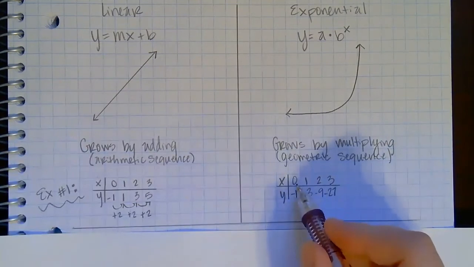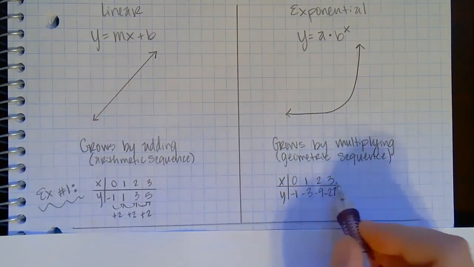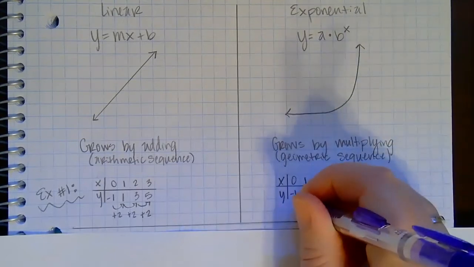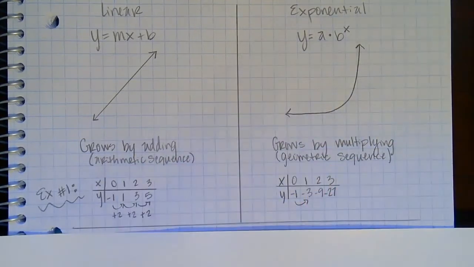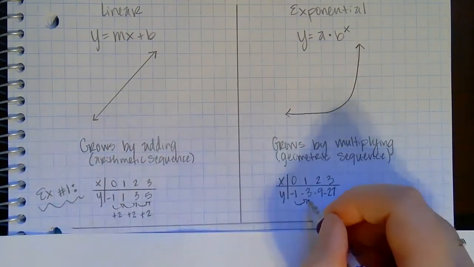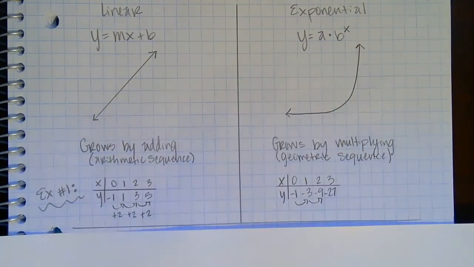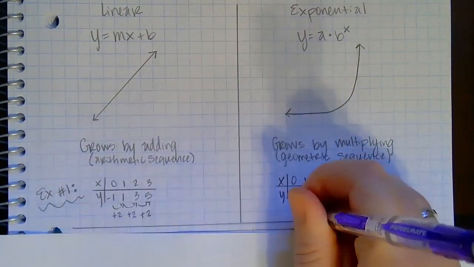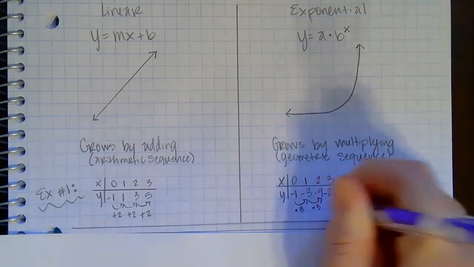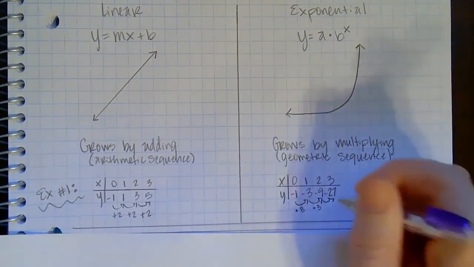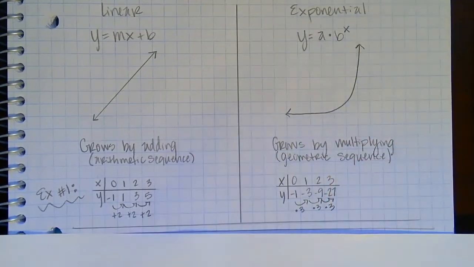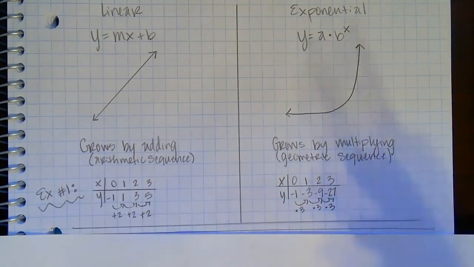Versus over here, again, notice the x's are going by 1s, 0, 1, 2, 3. Down here, from -1 to -3, I could be either multiplying by 3 or I could be subtracting 2. So then I got to check the next one. So from -3 to -9, I can't subtract 2, doesn't work, but I can multiply by 3. So that means I'm multiplying by 3 here, and -9 to -27 is also multiplying by 3. So since I was multiplying by the same number every time, that also means that it's exponential or geometric.